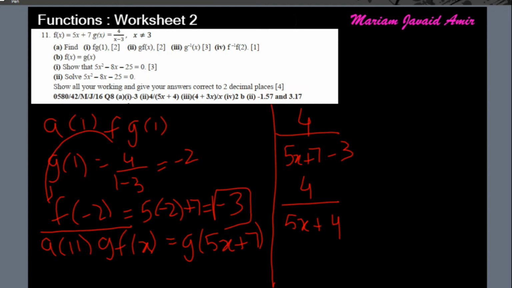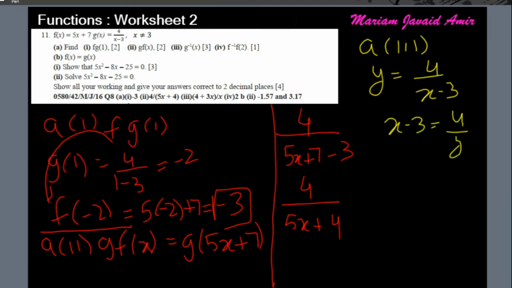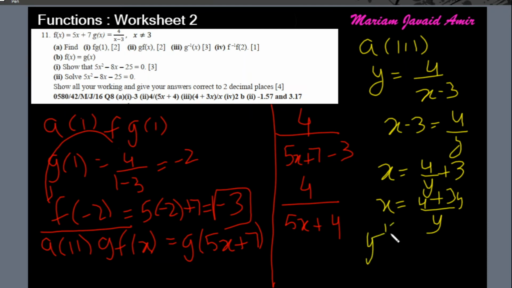No, part 3 first. So A3 is find g inverse of x. So write y equals gx, make x the subject. I'll take x minus 3 to this side and y to this side, then x equals 4 over y plus 3. Take LCM, 4 plus 3y over y, this is the answer for g inverse of x. Change y to x: 4 plus 3x over x.